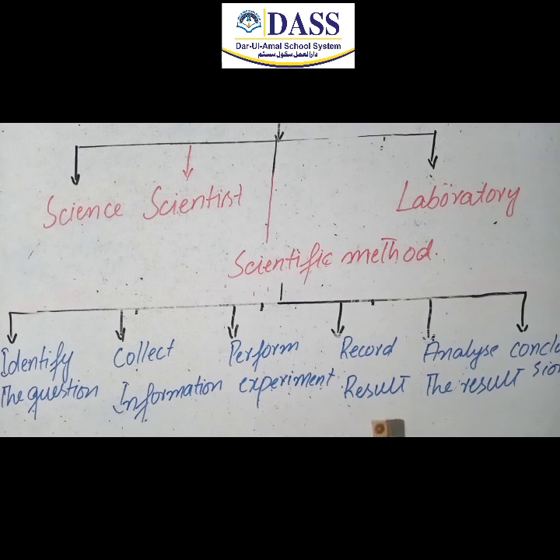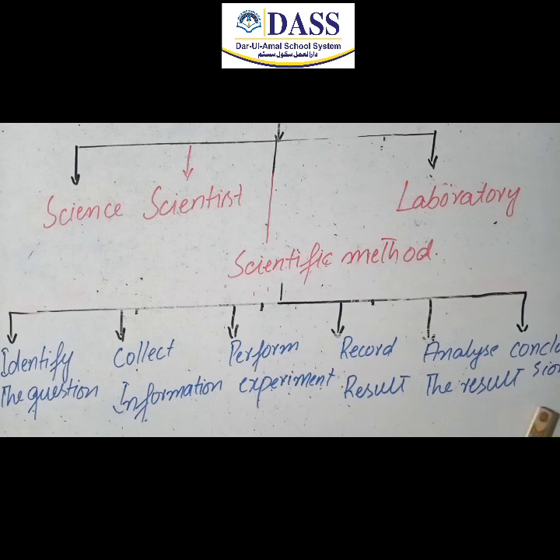Now you will record the result. You will make a list: how many insects have 6 legs and how many don't. After recording the result, you will analyze the result. Is there any insect that doesn't have 6 legs? And according to the analysis of your result, you will conclude.